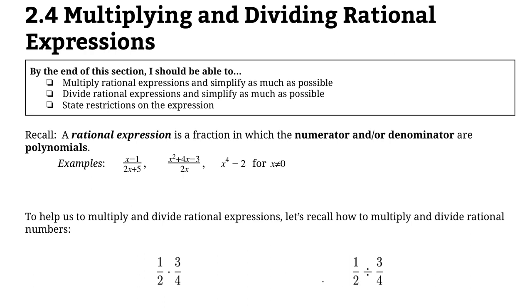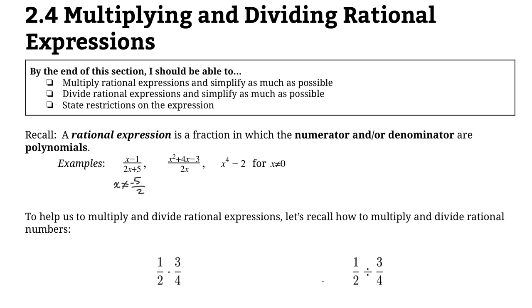And remember, we would need to state the restrictions because we cannot have the denominator equal to 0, because we cannot divide by 0. So in this case, x cannot equal negative 5 over 2. If x is equal to negative 5 over 2, then that would make the denominator equal to 0.